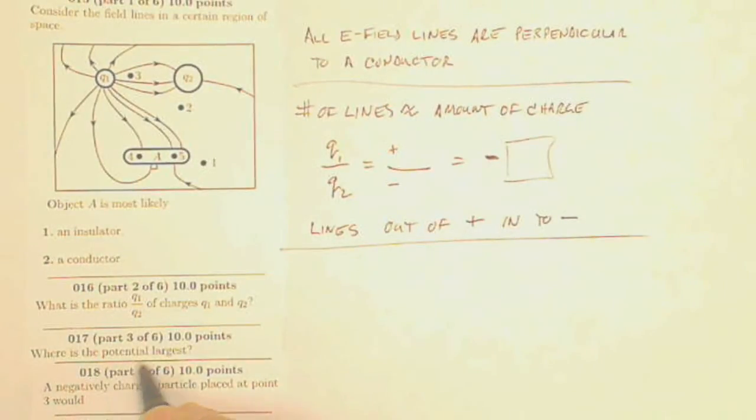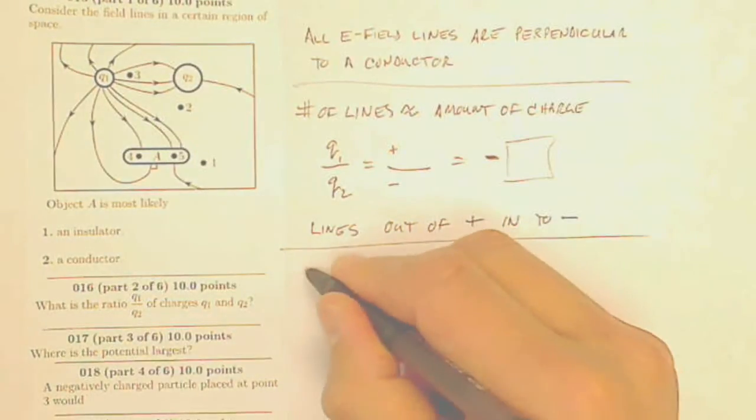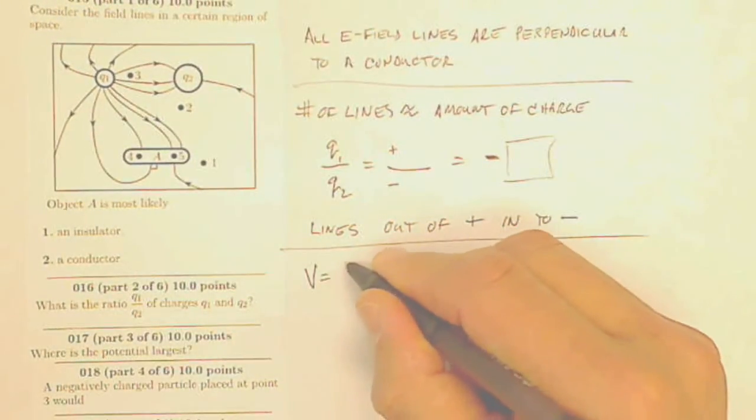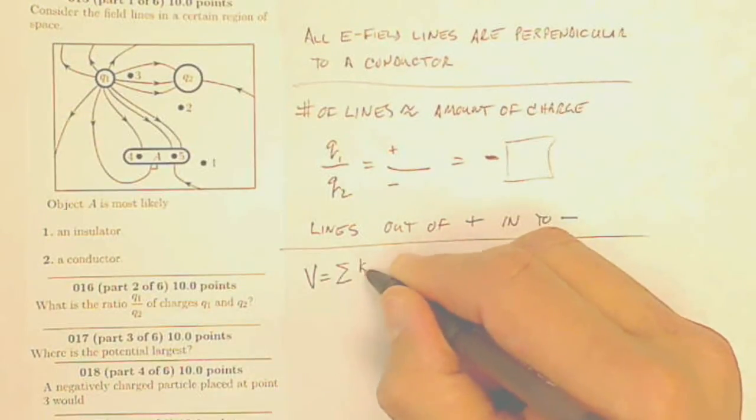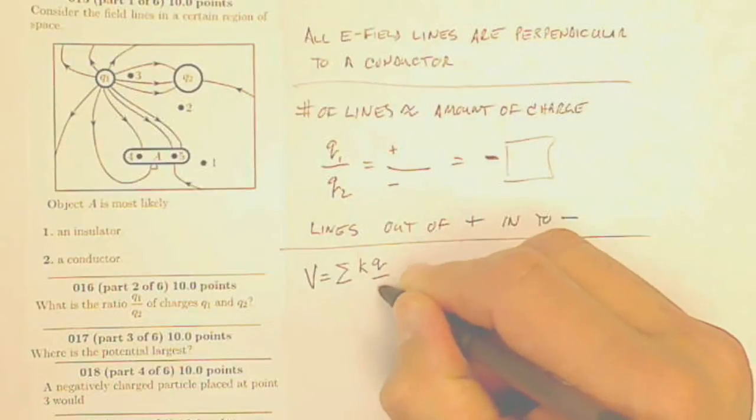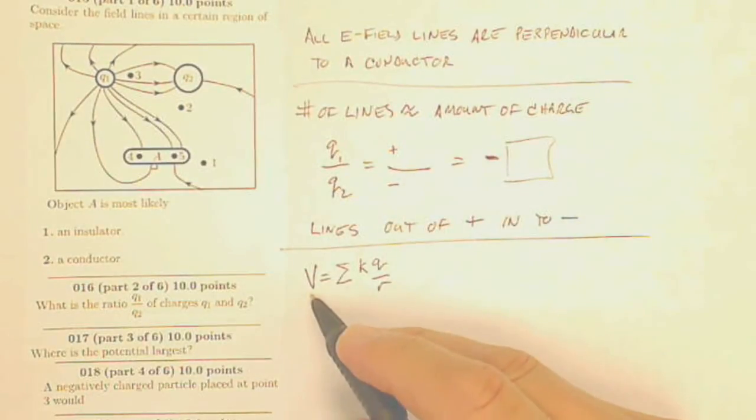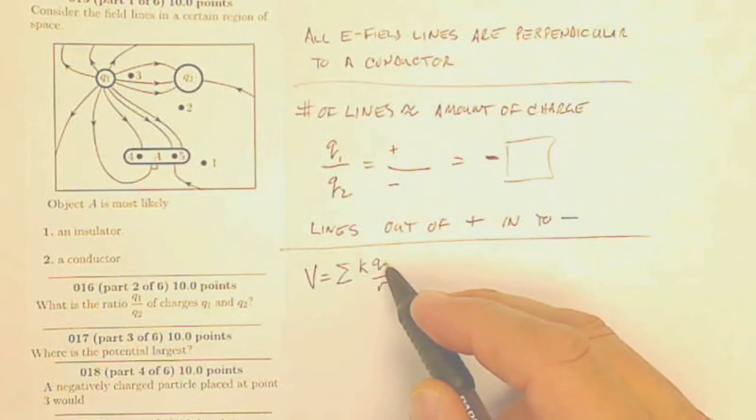Where is the potential the largest? The potential is the potential to have energy, how much energy it would take to bring a charge all the way there. My potential is going to be K times the sum of all the Q's over R's. So KQ over R. The potential is going to be the greatest near a positive charge.